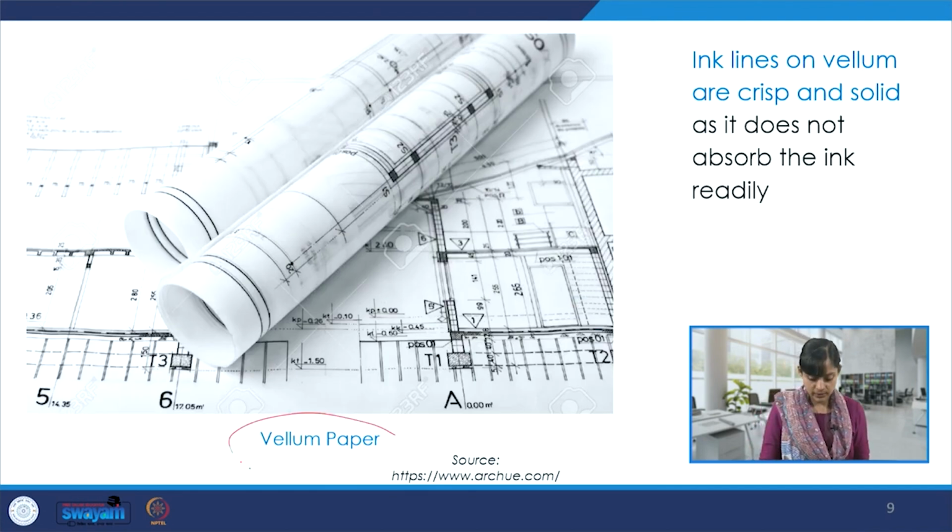Then we also have vellum paper. Actually this is a bit crisp and solid compared to the tracing paper, and it does not absorb the ink readily, and these details and drawings could stay for a longer period. So this is quite often used.